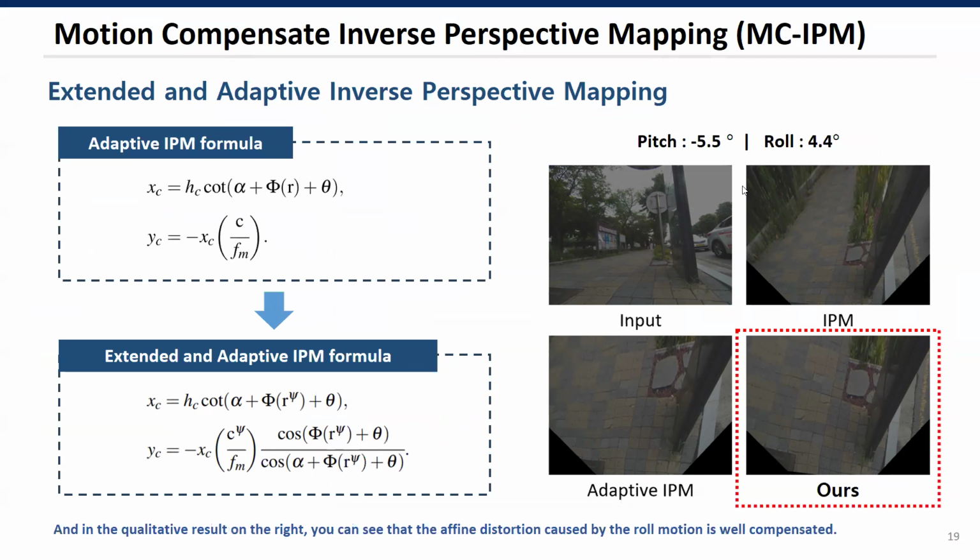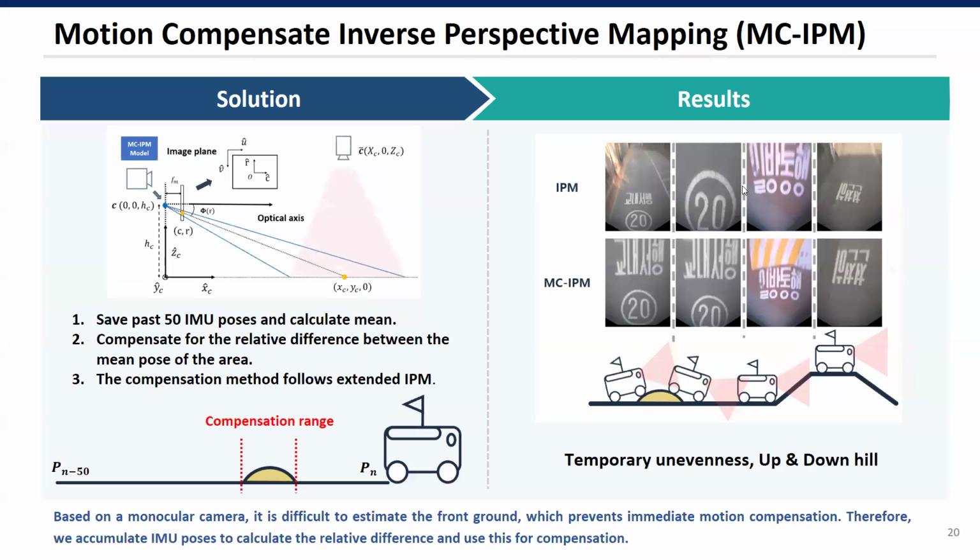And in the qualitative result on the right, you can see that the affine distortion caused by the roll motion is well compensated. Based on monocular camera, it is difficult to estimate the front ground, which prevents immediate motion compensation. Therefore, we accumulate IMU pose to calculate the relative difference and use this for compensation.